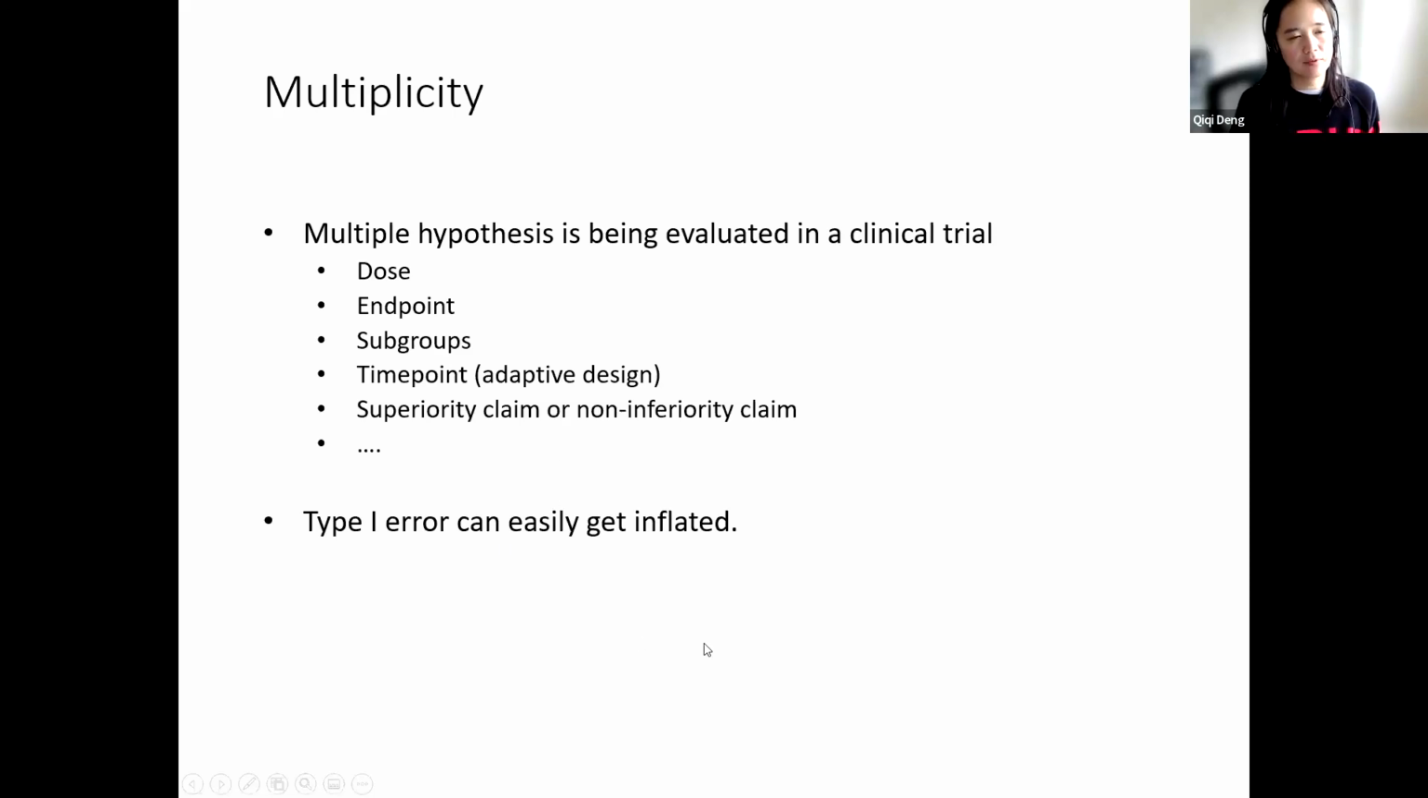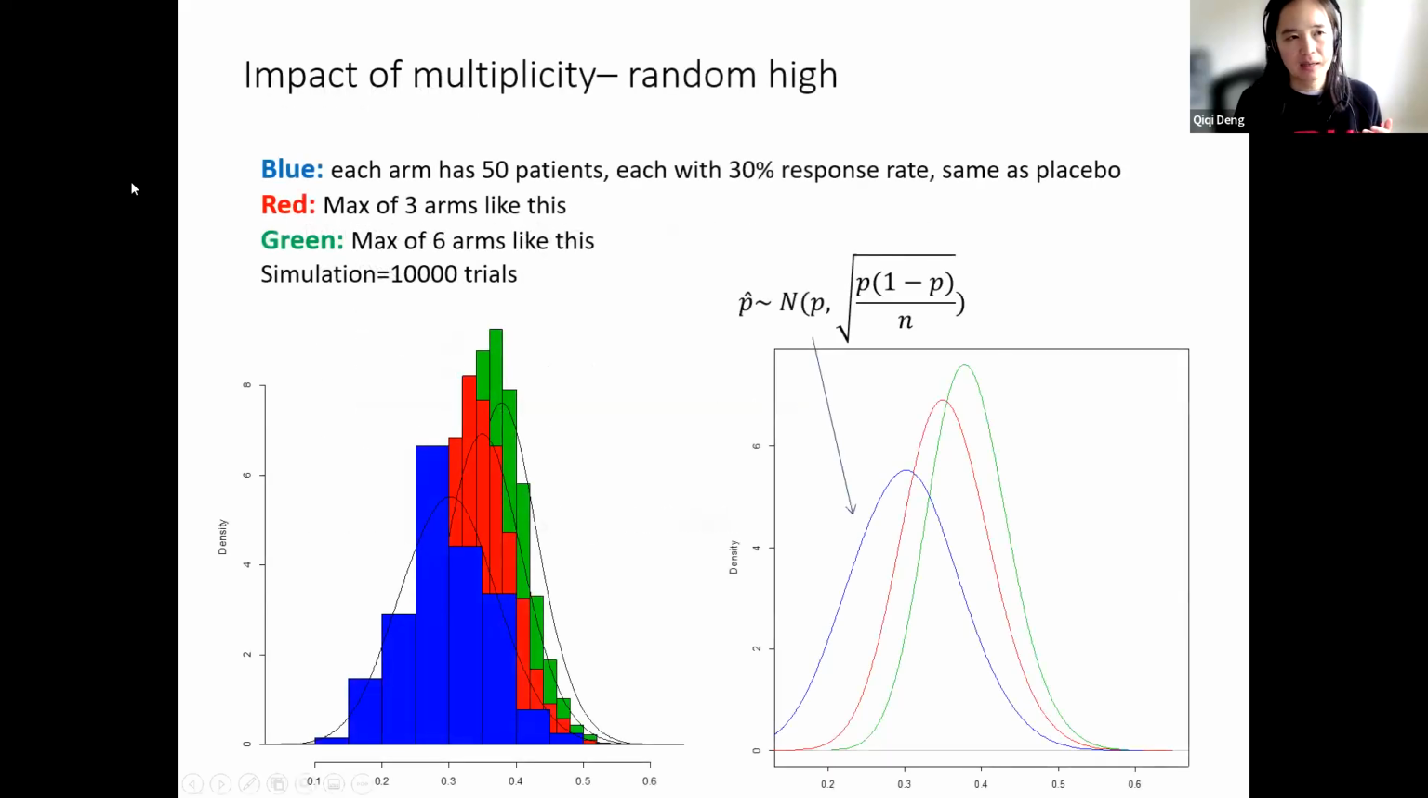And then if you just say, as long as I am successful for one of the doses, in one of the endpoints, in one of the subgroups, in one of the time points, then I have a successful drug, then you can see that the type 1 error can easily get inflated.